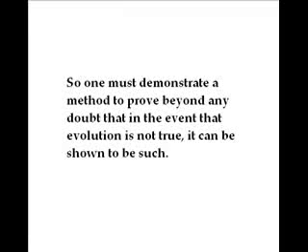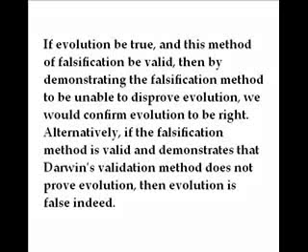So, one must demonstrate a method to prove beyond any doubt that in the event that evolution is not true, it can be shown to be such. If evolution be true, and this method of falsification be valid, then by demonstrating the falsification method to be unable to disprove evolution, we would confirm evolution to be right. Alternatively, if the falsification method is valid and demonstrates that Darwin's validation method does not prove evolution, then evolution is false indeed.